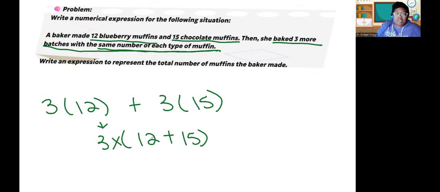So if we multiply the sum of these 2, blueberry muffins and chocolate muffins from the initial batch, by 3, then that would give us how much she had baked. Again, we are only having to create the expression in this objective, but in later objectives, of course, we'll be evaluating the expression. But this really sets the stage for that.